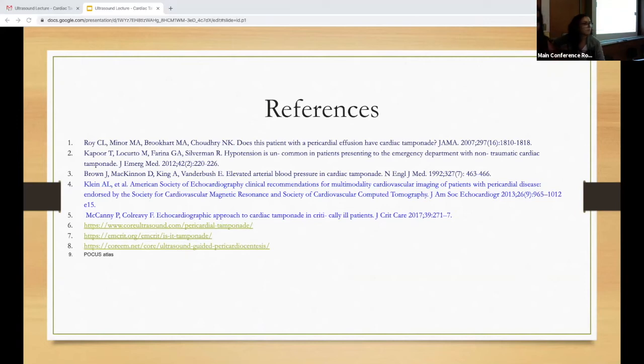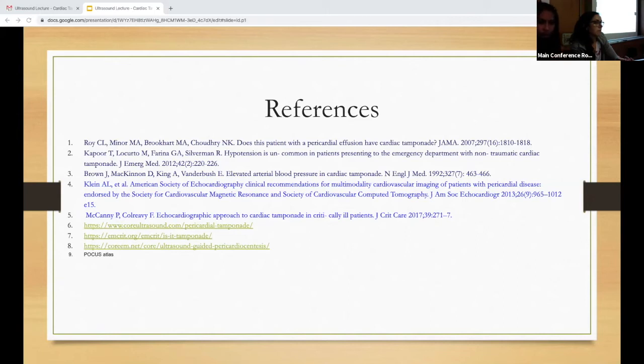While we're waiting, good point. It's really important to diagnose that subclinical tamponade. The patient might not be in frank shock, they might not be hypotensive or altered, but they have ultrasonographic findings of tamponade, which means that they might not be in clinical tamponade now, but they might be in 20 minutes from now, or an hour from now, or a day from now.